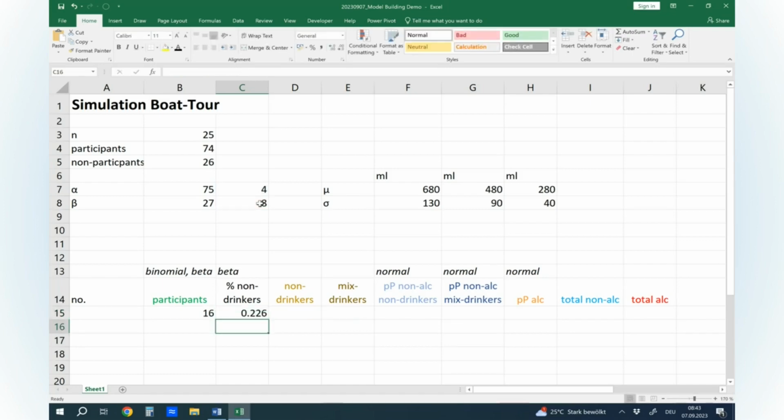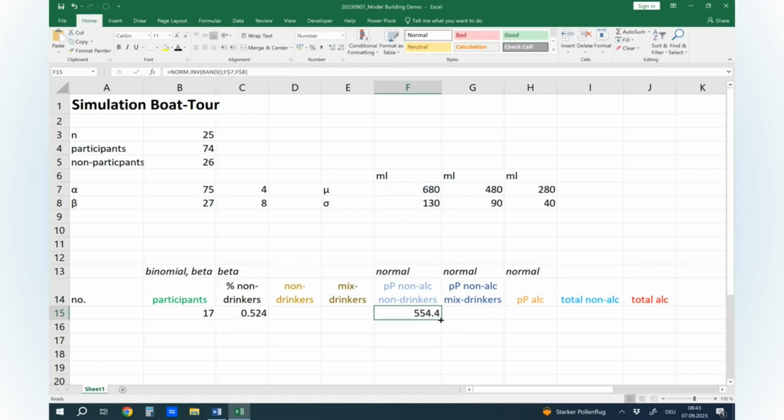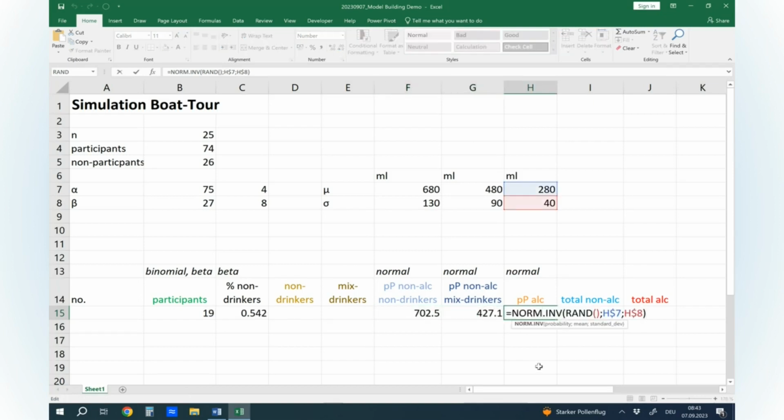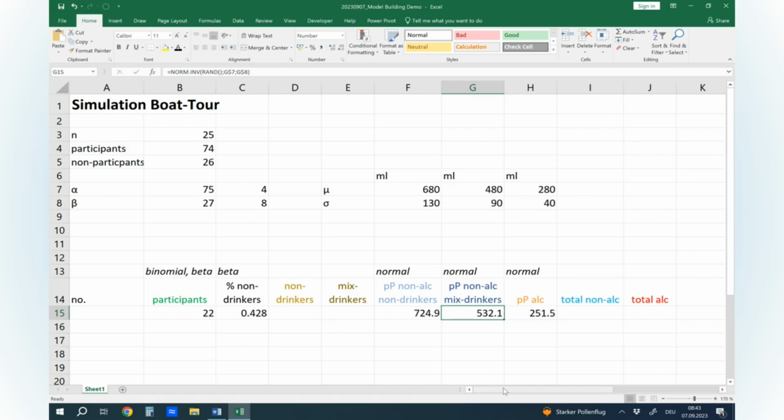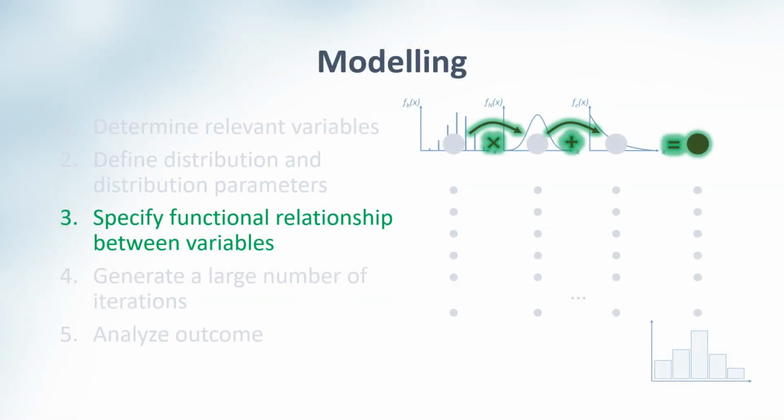The total number of non-drinkers and mixed drinkers follows from that, so we can look at that in a minute. The per person consumptions will be simulated using norm_inf with a random probability. And when I am fixing my parameter references to just the rows but not the columns, I can simply drag the formula across the 3 cells and they will pick up their respective parameters automatically. And then I am done, because the rest will follow in the next step, which is the specification of the functional relationship between the variables.